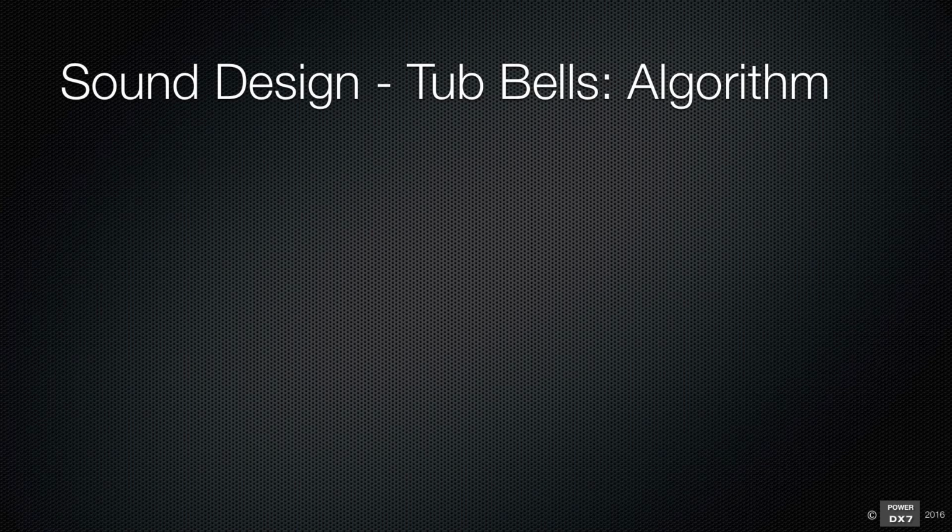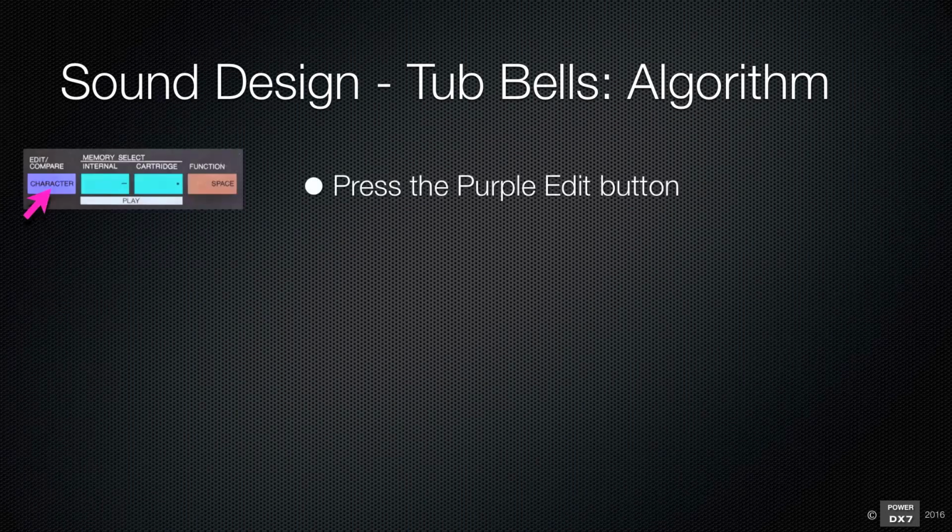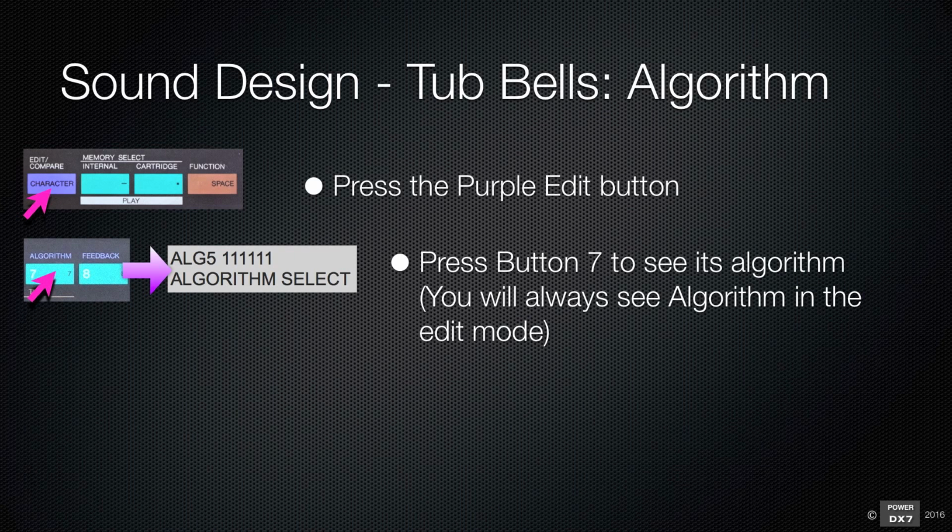Let's get our hands dirty. We will analyze the famous tube bells from the FM synthesis sound design perspective. Let's go into the edit mode by pressing the purple edit button. Then press button 7 to see the algorithm used for the tube bells. By the way, you will always see the algorithm in the edit mode.